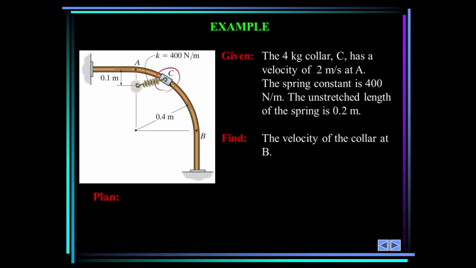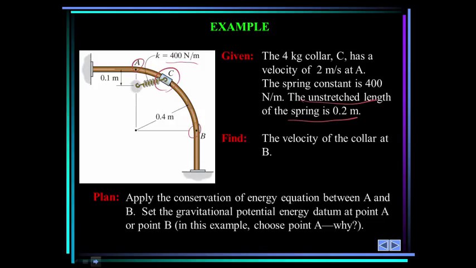Here we have a 4 kilogram collar at C. It has a velocity of 2 meters per second at point A. The spring constant is 400 newtons per meter, and the unstretched length of the spring is 0.2 meters. Find the velocity of the collar at point B. Our plan is to apply the conservation of energy principle between points A and B.